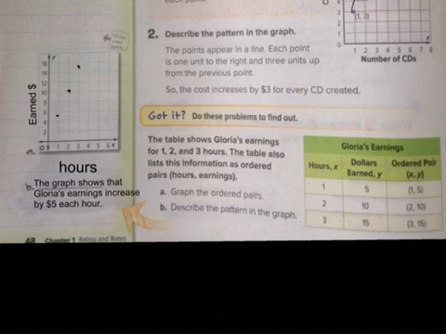So we graph the ordered pairs, and now we have to describe the pattern in the graph. Well, the graph shows that Gloria's earnings increased by $5 each hour. And there you have it. Let's star this one, please, as a key answer. Okay, let's continue on to page 49.